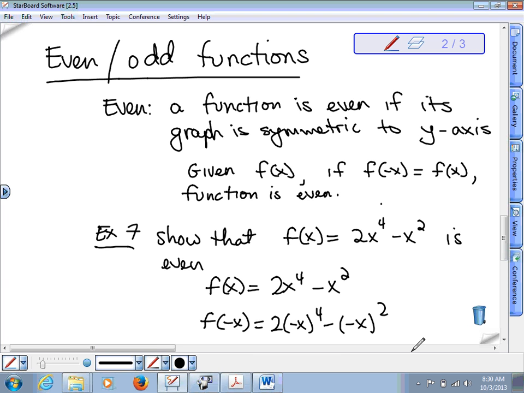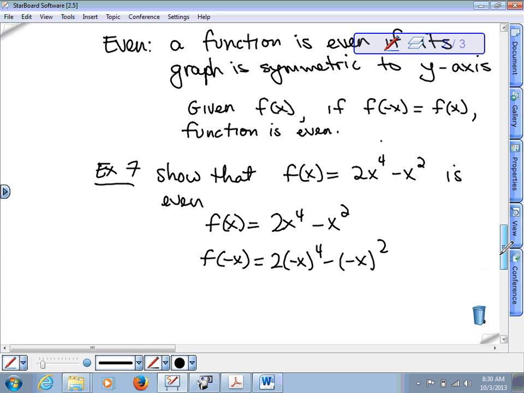But what is negative x to the fourth power? Well, we don't know what x is. But negative x to the fourth power is just negative x times negative x times negative x times negative x. But 4 negatives multiplied together make it a positive. What about the opposite of x squared? What happens there? So what we end up with is 2x to the fourth minus x squared. How does that compare to the function we started with? It's exactly the same thing. So I'm going to write equals f of x.